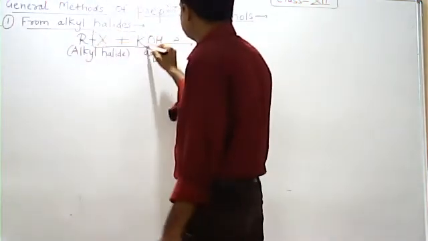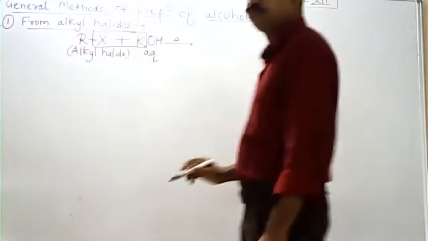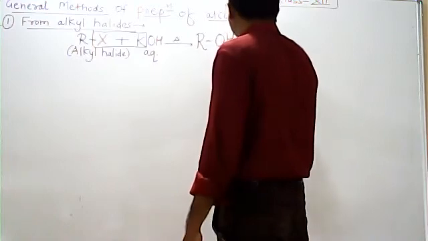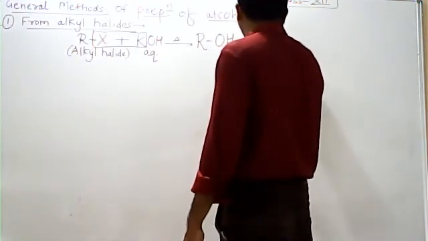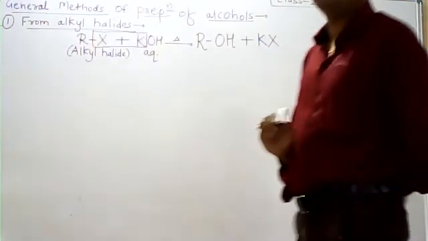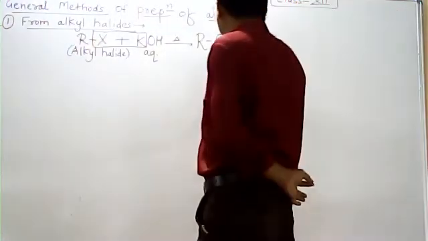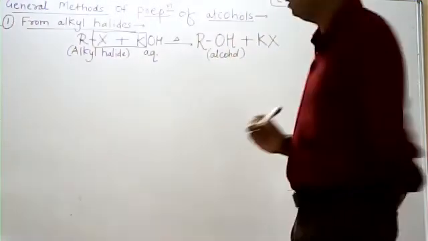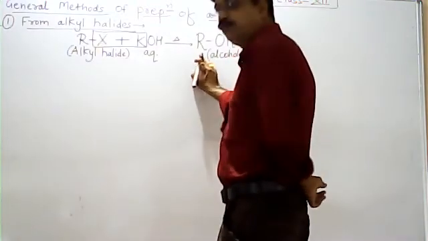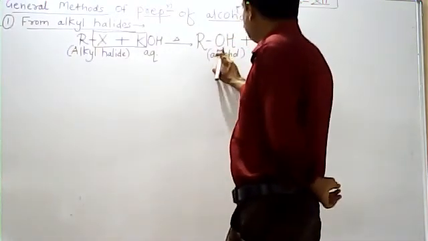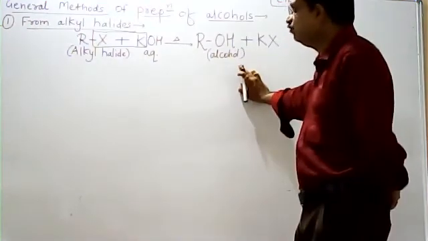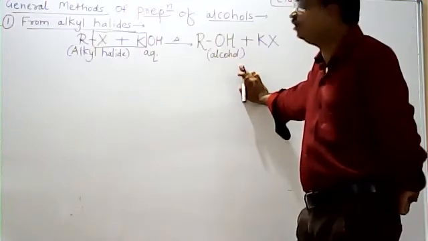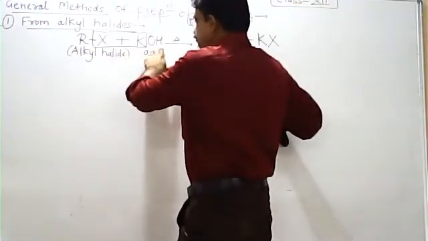So it gives ROH, this alcohol, plus KX. ROH plus KX. This is alcohol. अल्कोहोल मध्ये फंक्शनल ग्रुप काय असतो? OH. हा अल्काइल ग्रुप आहे, R म्हणजे याला अल्काइल ग्रुप म्हणतो आपण. Then the OH hydroxy group, that is called alcohol. So this is just the substitution of the halide by the alcohol hydroxy.